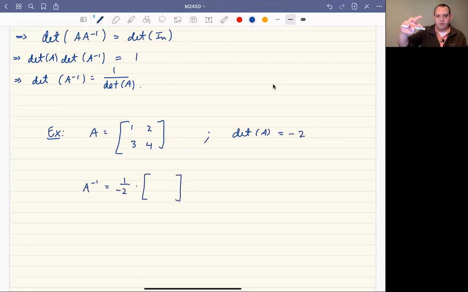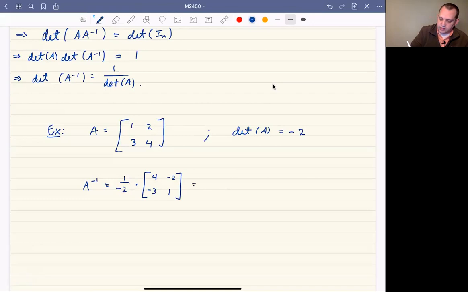what we do is we reverse the role of 1 and 4, so it'll be 4, 1, and then we make the other terms negative. So this is -1/2 times that matrix. That really means that our inverse is going to be -2, +1, +3/2, -1/2. So that's our inverse.